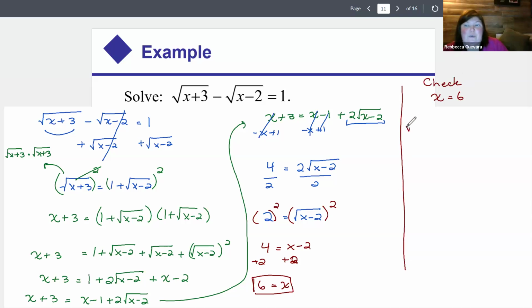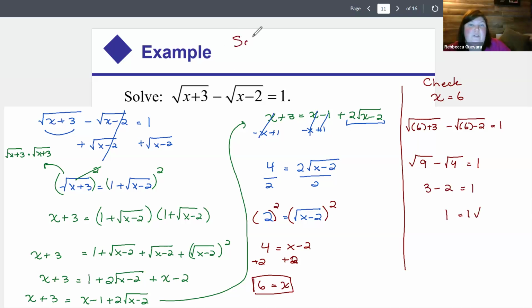So we go back to our original equation, and every place I had x, I'm going to put in 6. So the square root of 6 plus 3 minus the square root of 6 minus 2 equals 1. So we're going to have the square root of 9 minus the square root of 4 equals 1, which is then 3 minus 2 equals 1, 1 equals 1. So my solution is x equals 6. That is my actual solution.